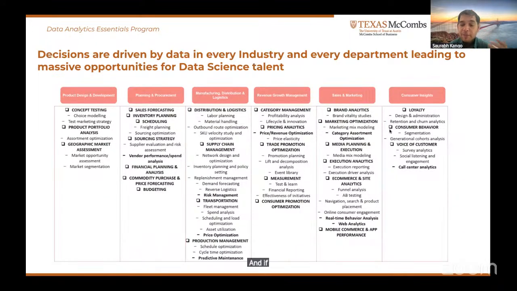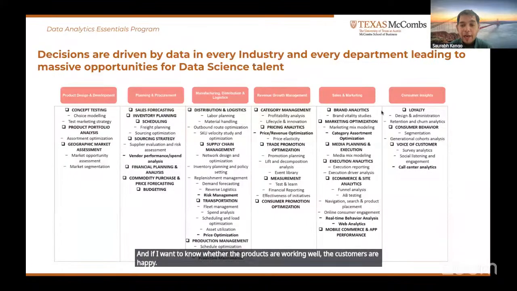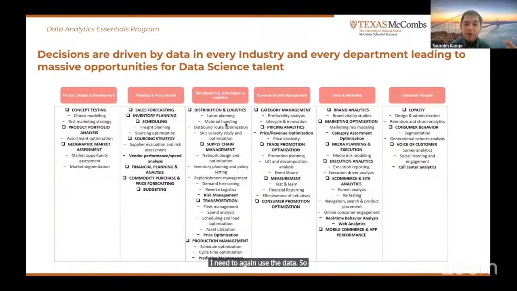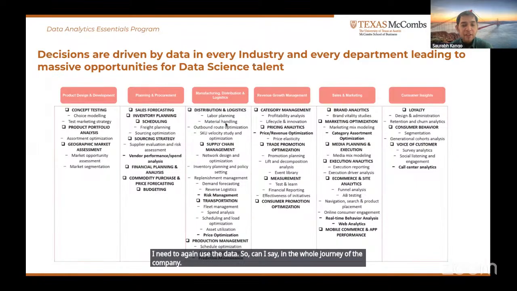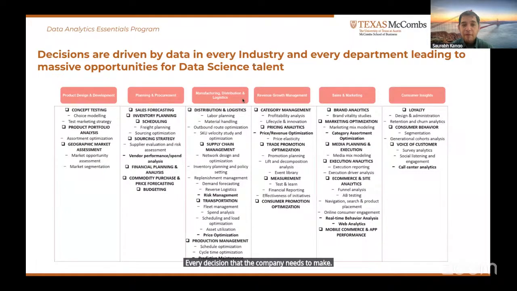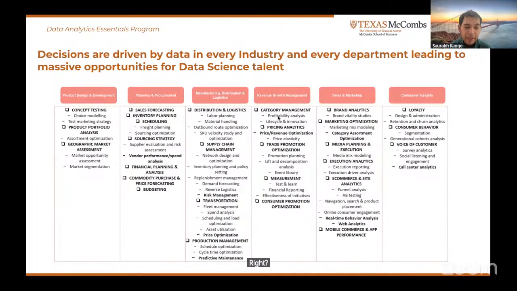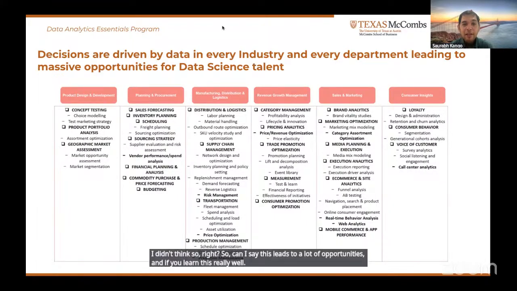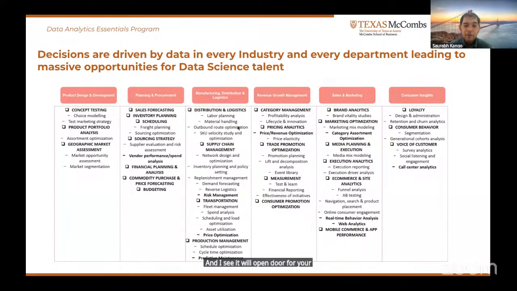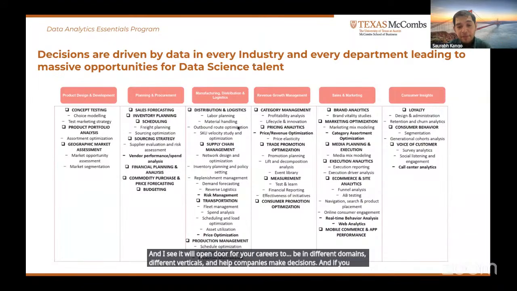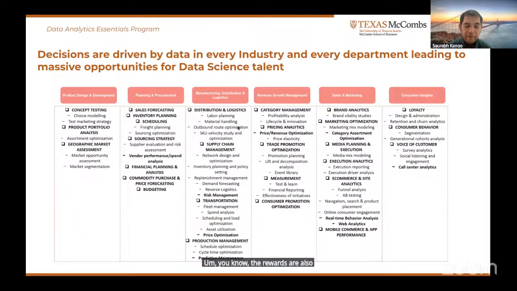And if I want to know whether the products are working well, the customers are happy, I need to again use the data. So can I say in the whole journey of the company, every decision that the company needs to make, they require data science, data analytics talent? Right? Can you do it without data? All of these things? I don't think so, right? So can I say this leads to a lot of opportunities? And if you learn this really well, it will open doors for your career in different domains, different verticals, and help companies make decisions. And if you are helping companies make decisions worth millions of dollars, the rewards are also very, very high.